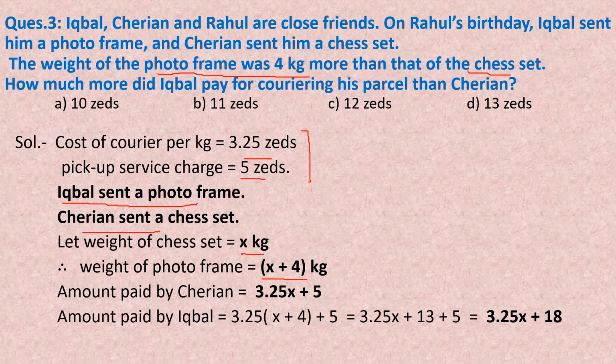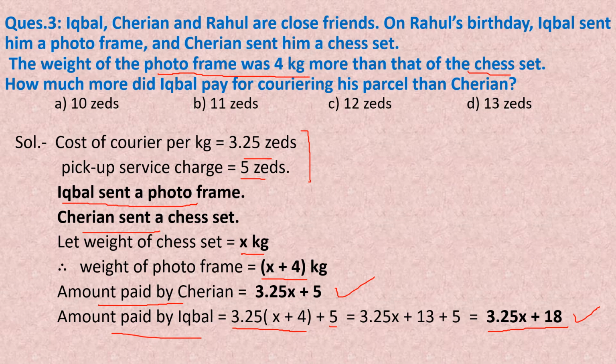Now we know how to find the cost of the courier. See, in case of Charyan, the weight of the chess set is x kilogram. So therefore, the amount paid by Charyan will be 3.25 into x plus 5 Zs. Then in case of Iqbal, the weight of the photo frame is x plus 4 kilogram. So the amount paid by Iqbal will be 3.25 into x plus 4, and plus 5. And when we solve, we are getting 3.25x plus 18. So by comparing these two equations, we can find out that Iqbal is paying more.